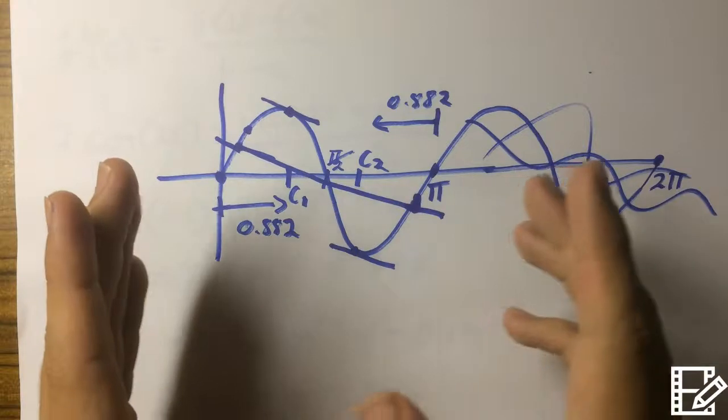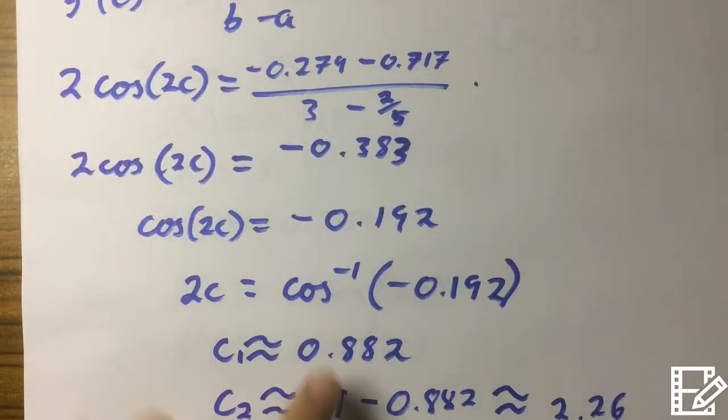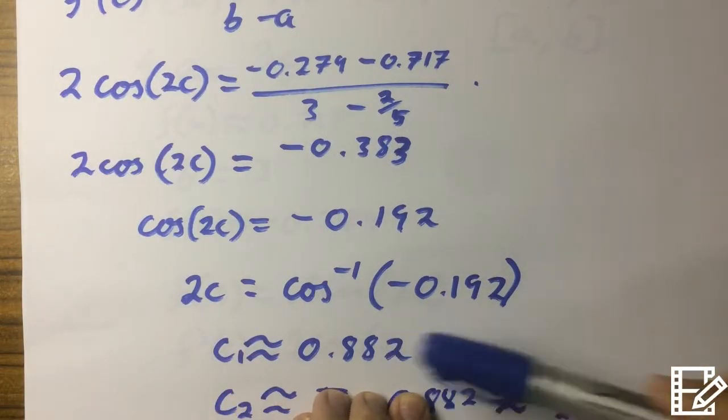Anyway, so I hope this video helped you. Those were the two C values, that and that.